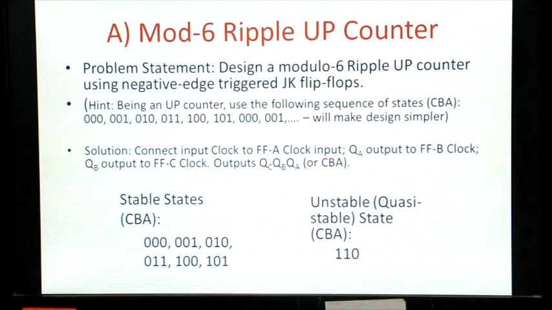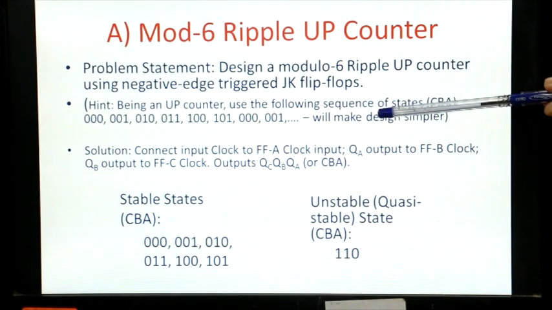Now let's look at the problem statement of our ripple up counter. What we want is to design a modulo 6, or mod 6, ripple up counter using negative edge triggered JK flip-flops. It's good to remember that whenever you are talking about an up counter using a ripple counter or an asynchronous counter, it's always convenient to start with 0, 0, 0 and go to whatever is the maximum count required. In our case, we are talking about a modulo 6.